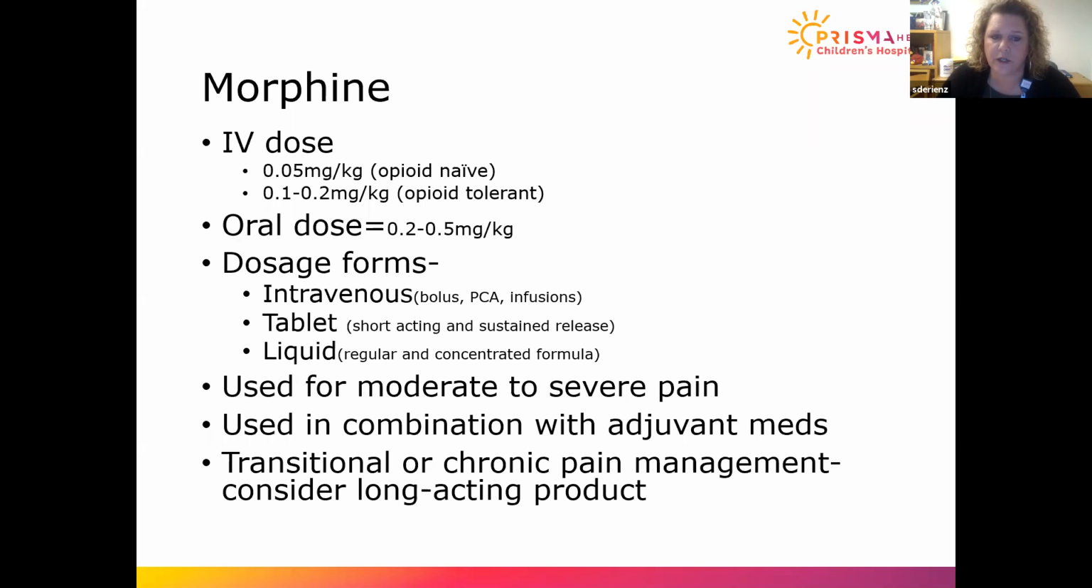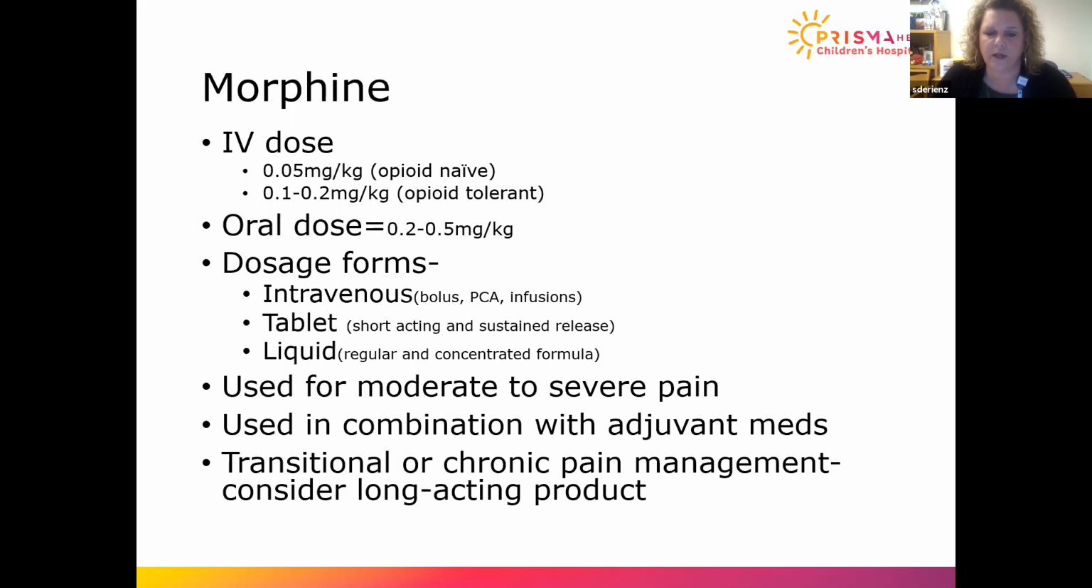Of course, we also can use the oral morphine, and our dose is 0.2 to 0.5 mg per kg. It comes again in different dosage forms. Obviously, the IV formulation, which you're used to seeing. You can do the IV bolus, which comes in like a Carpuject or a vial that the nurses would utilize. Of course, we have the PCA option in patients, and then IV infusions, which is more used in palliative care or in a PICU type scenario, for pain and sedation.